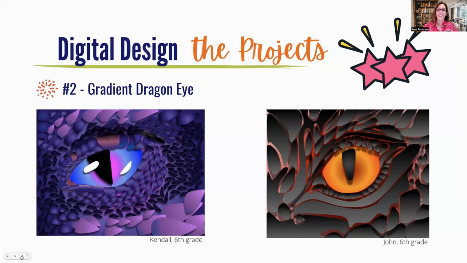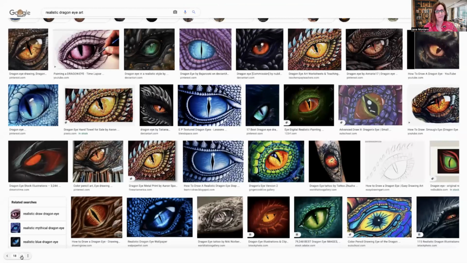All right, project number 2, gradient dragon eye. All right, another hit this one out of the ballpark. So here are 2 student examples. Again, a 6th grade project. So we research dragon eyes. We do a Google search, and then we can do a Google search by color. You can look up a green dragon eye, blue dragon eye, purple, or just a general dragon eye search. Find one you like.